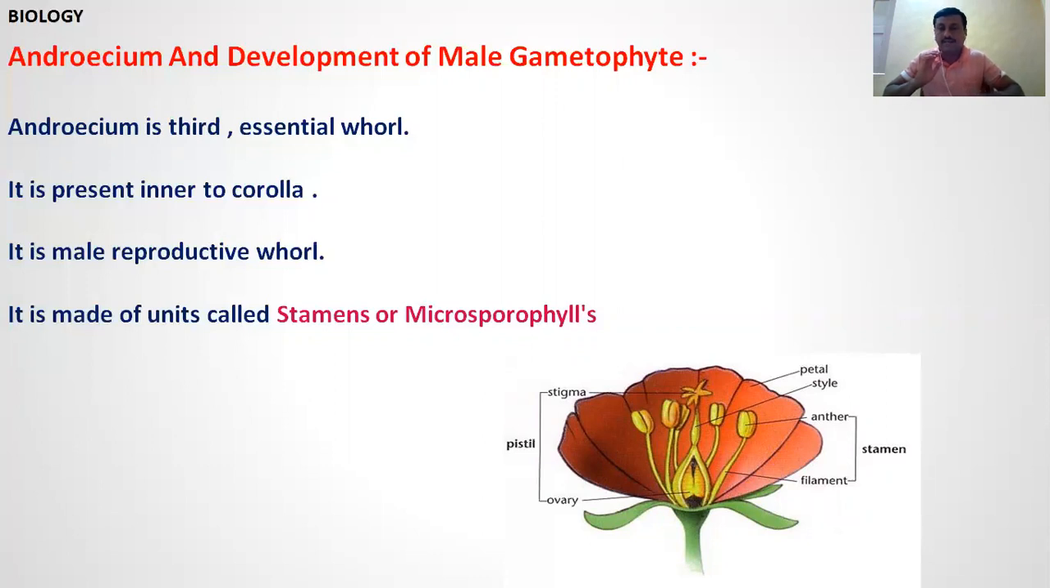It is made of units called stamens. These single units are called stamens, and the group of stamens is called the Androecium. A single stamen is also known as a microsporophyll.